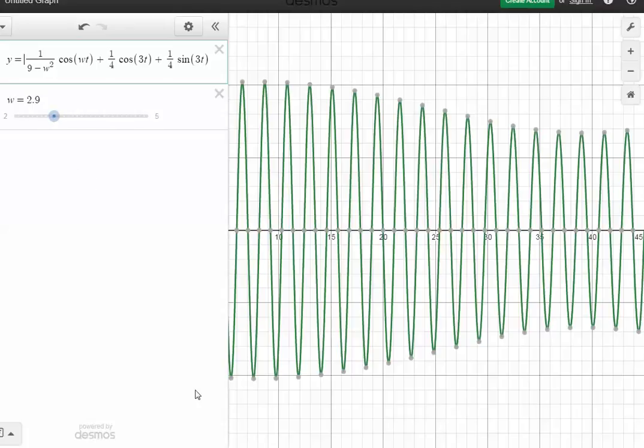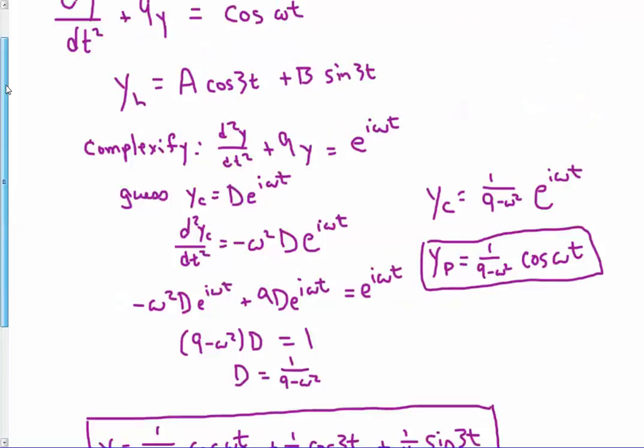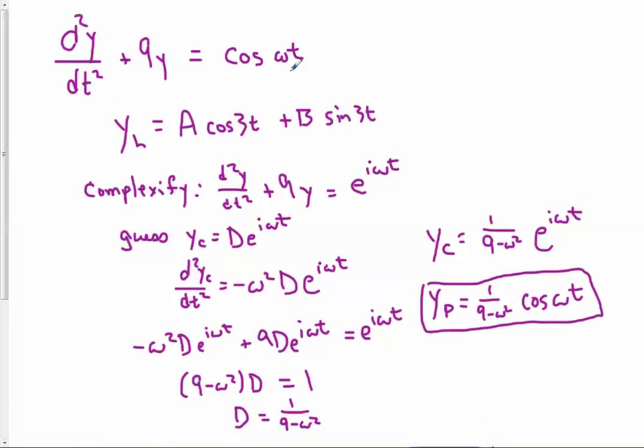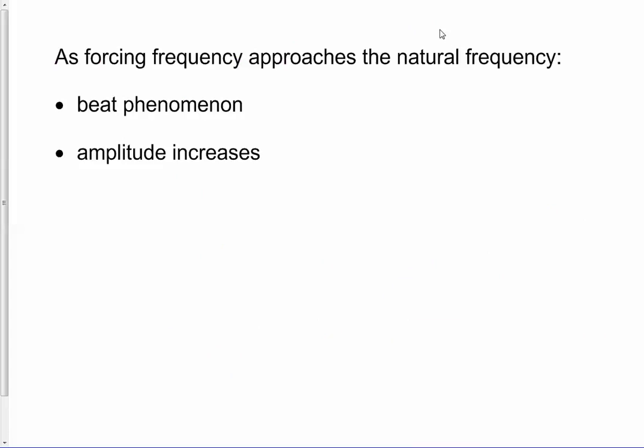So again, the idea here is that this is what's happening when our forcing frequency is approaching the natural frequency, and they're getting more and more in sync. To summarize, as the forcing frequency approaches the natural frequency, we see this beat phenomenon, and we also see the amplitude increasing, right? Because as these two things get more and more in sync, they're going to reinforce each other, and it's going to oscillate stronger and stronger. That amplitude is going to grow because the forcing is happening right in sync with the way that the oscillator wants to go naturally.